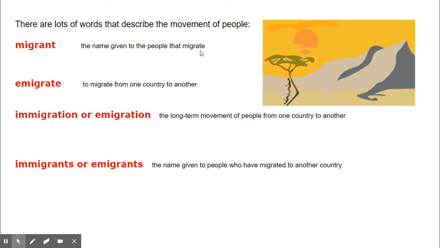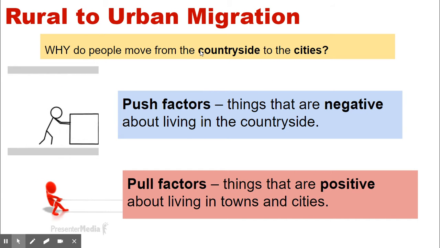So the difference between an immigrant or an emigrant and just a migrant might be that you can be a migrant in your own country. But an immigrant or an emigrant is somebody that moves to a different country. So that's just a little bit of vocabulary. So let's think about when people migrate within their own country.